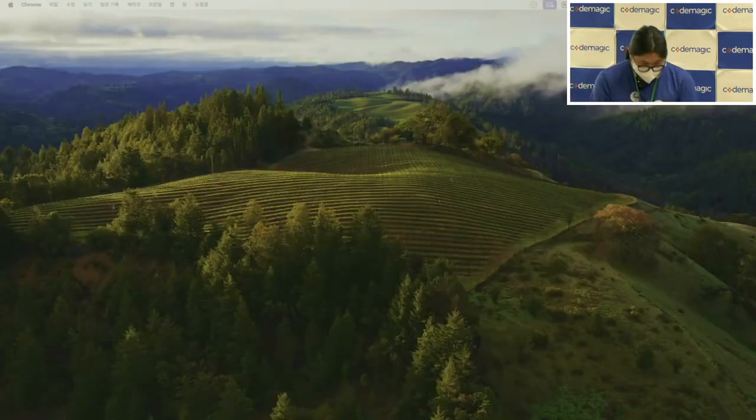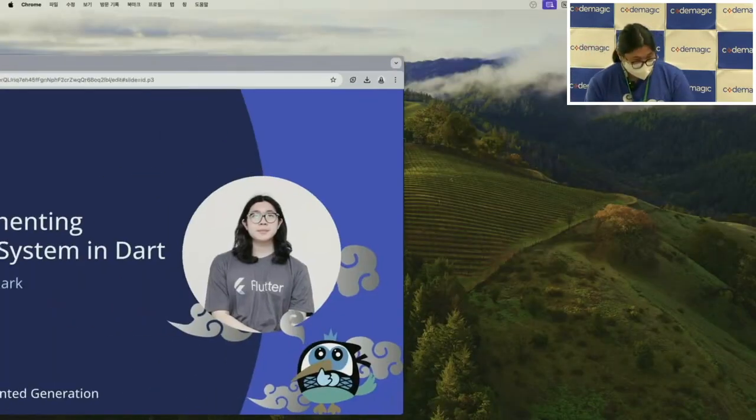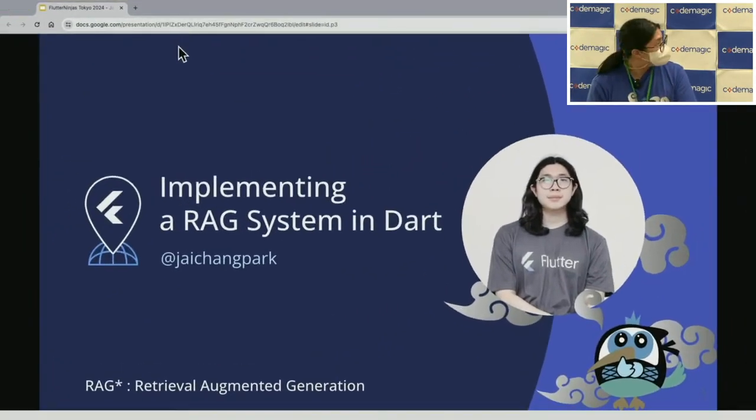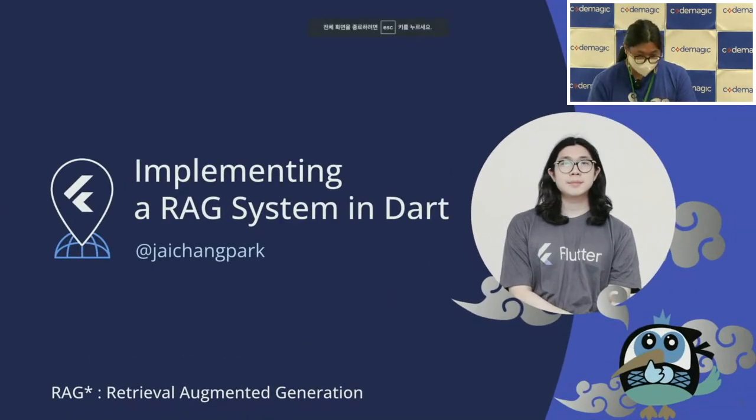So did you enjoy your lunch break? Yes? So let's move on to the sessions in the afternoon. The next session is titled Implementing a RAG System in Dart and will be presented by Park JaiChang. Please give him a round of applause to welcome him.